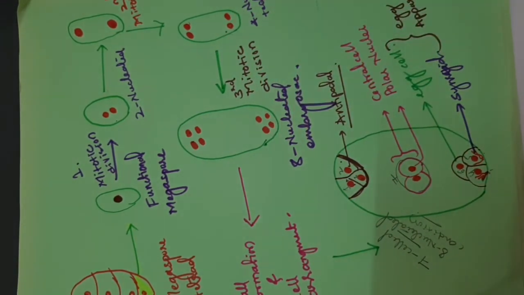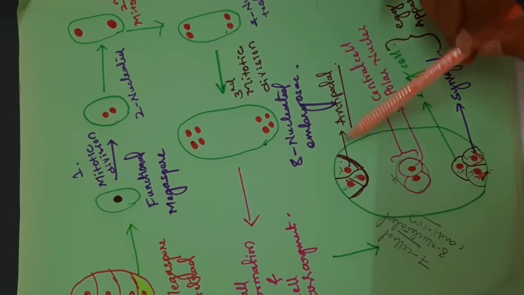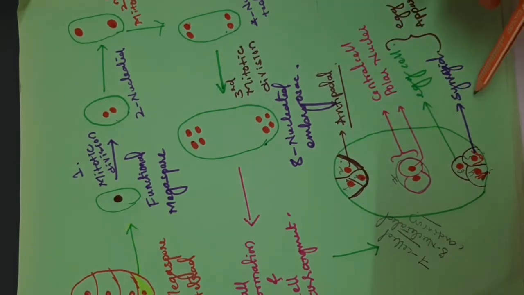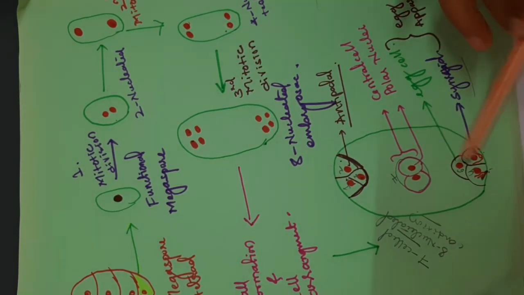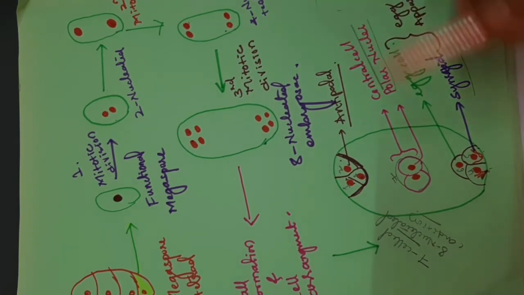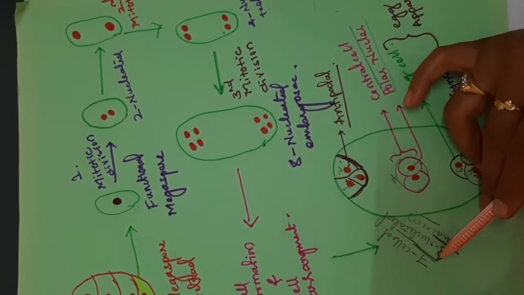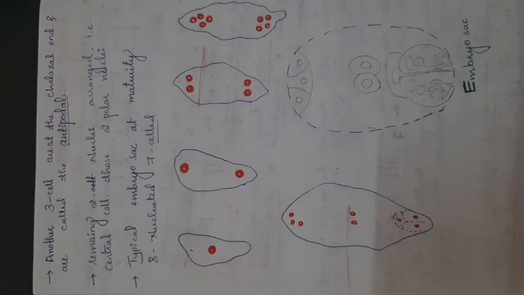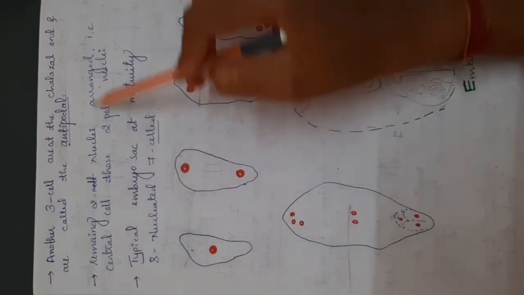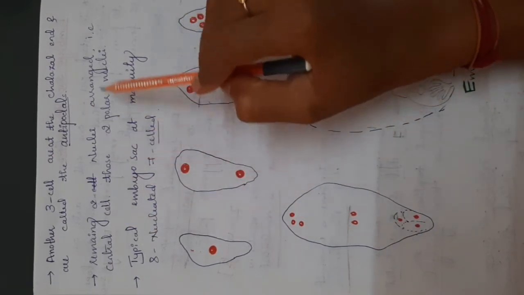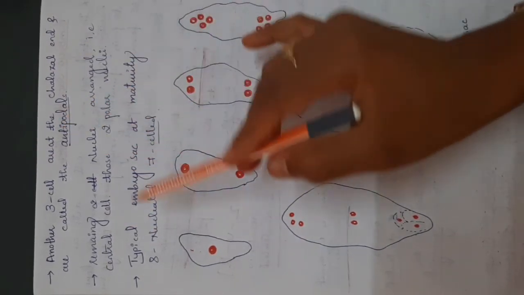In the cell arrangement you can see the formation of antipodal cells at one pole, formation of egg apparatus at another pole, centrally 2 polar nuclei to form a central cell. Typical embryo sac has 8 nuclei and a 7 celled condition. Here you can see the remaining 2 nuclei arranged in a central cell, those are called as polar nuclei. In a typical embryo sac, in case of angiosperms, you can see the 7 celled and 8 nucleated embryo sac.